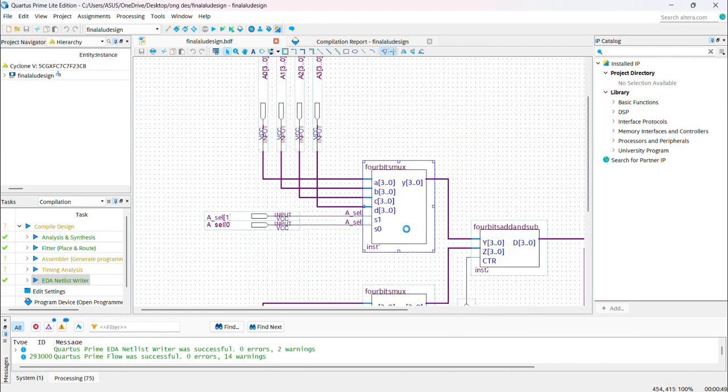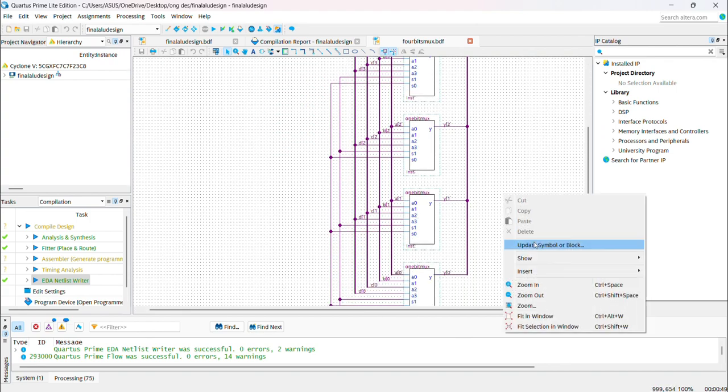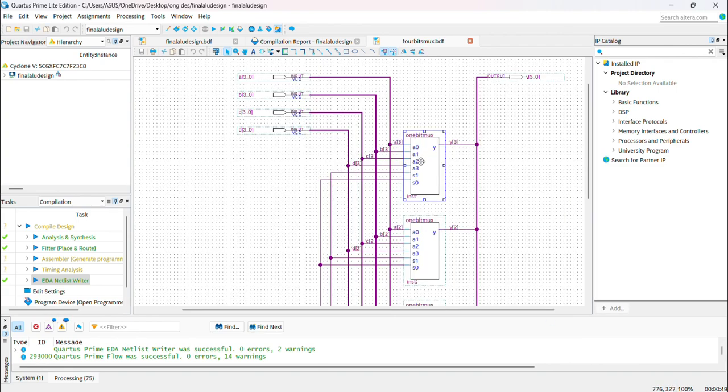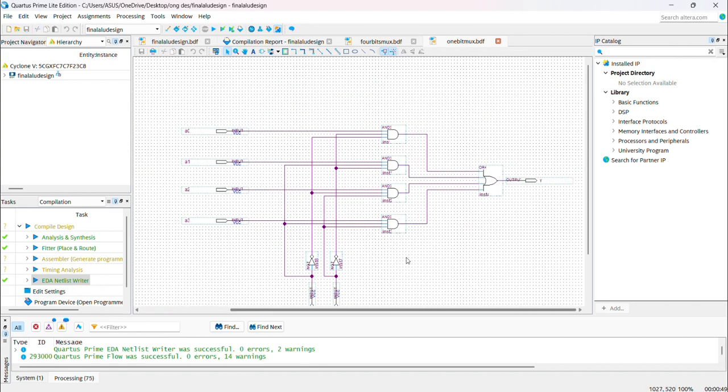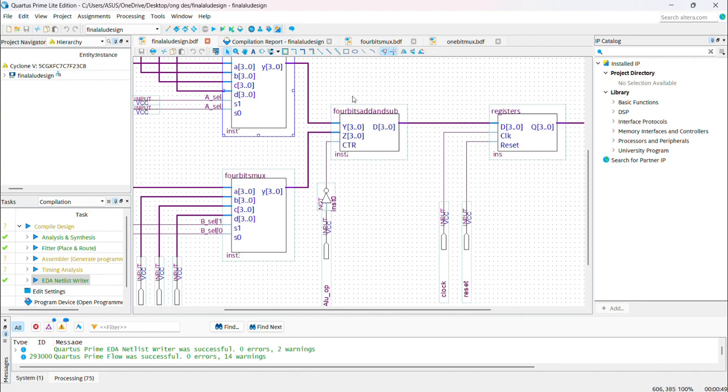Okay, looking at the 4-bit mux, here is our circuit design of the 4-bit multiplexer. This is the schematic diagram of the 1-bit multiplexer. We have 4 AND gates, 1 OR gate, and 2 selectors. Next, we are going to look at the 4-bit adder and subtractor.